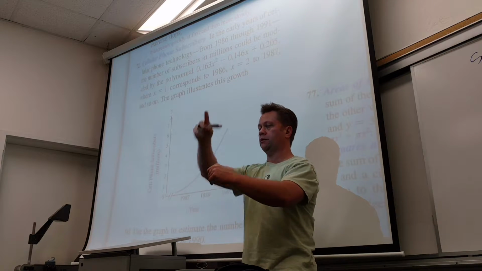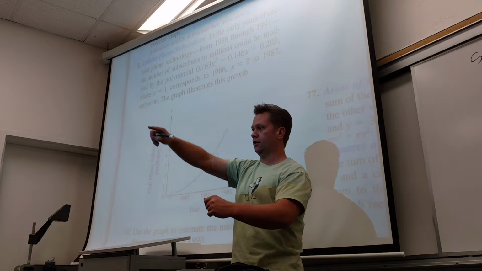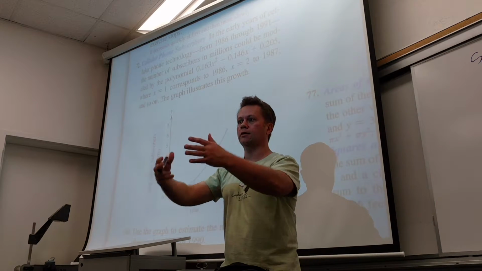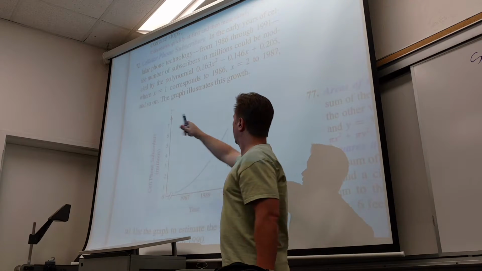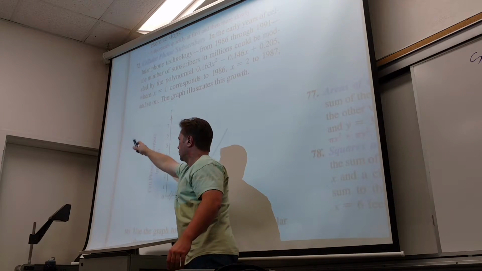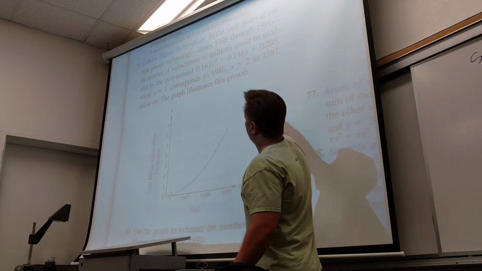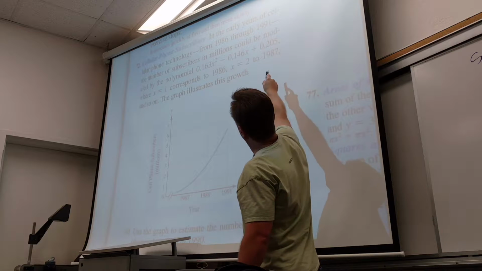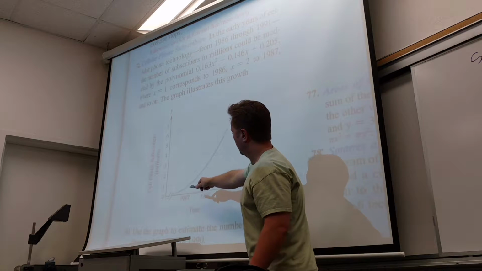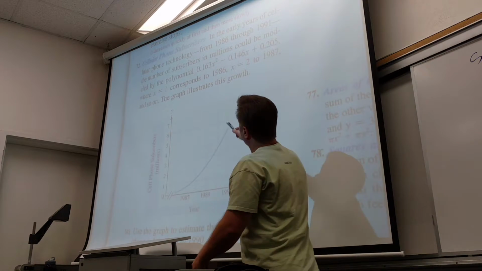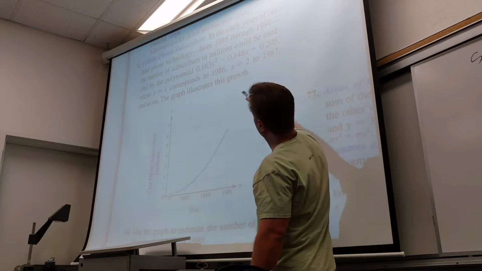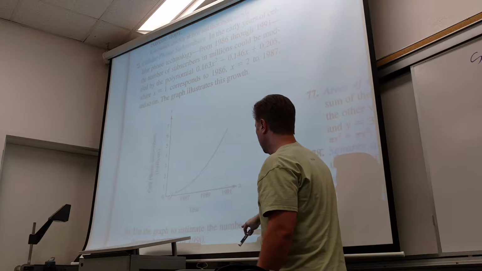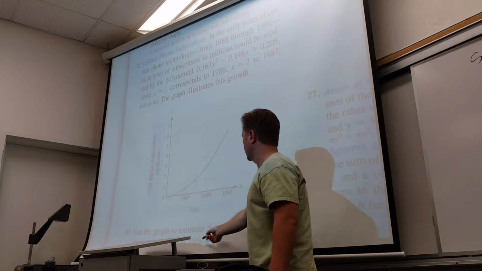We actually graphed one, if I remember correctly. So anything with an x squared looks like that. It's not a straight line because it's got a power higher than 1. It's not linear. So they only graph part of it, for 1986 and up. Then they ask you, use the graph to estimate 1990.